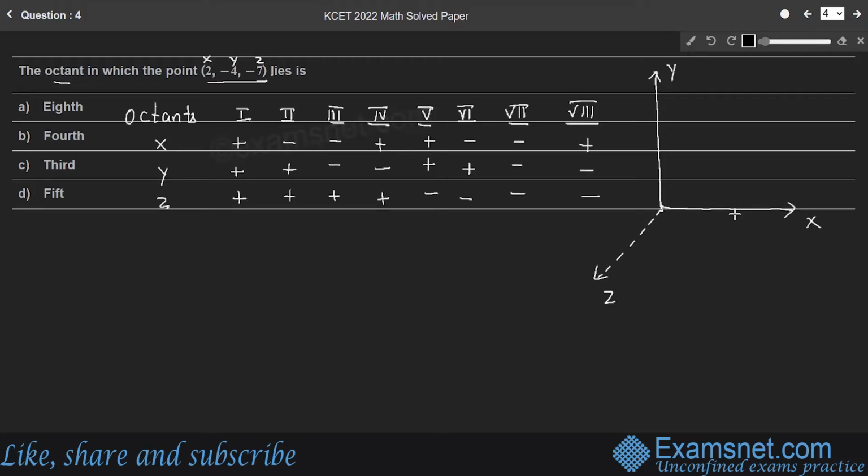are negative, right? So consider the given point, its x coordinate is positive, y and z are negative. Therefore, the given point lies in the eighth octant, right? So x coordinate positive, so 2 is positive, -4 and -7 are the y and z coordinates respectively. Therefore, the point (2, -4, -7) lies in the eighth octant. Right? Therefore, option A is the right answer.